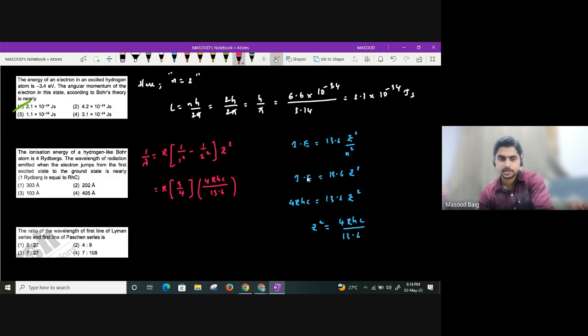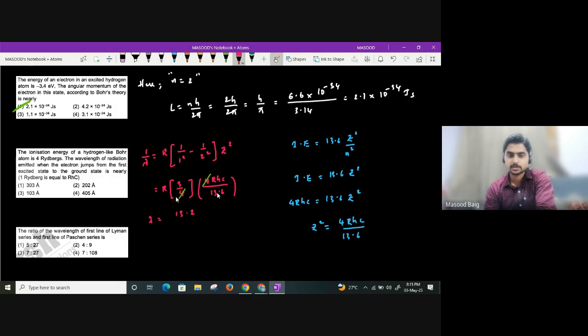It is 4 Rydberg given, and 1 Rydberg is given as RHC. So I can take it something like this. What can be cancelled out? 4 and 4 will get cancelled out. So how much will be the value? Can you find it out, guys? The lambda value will be 13.2.